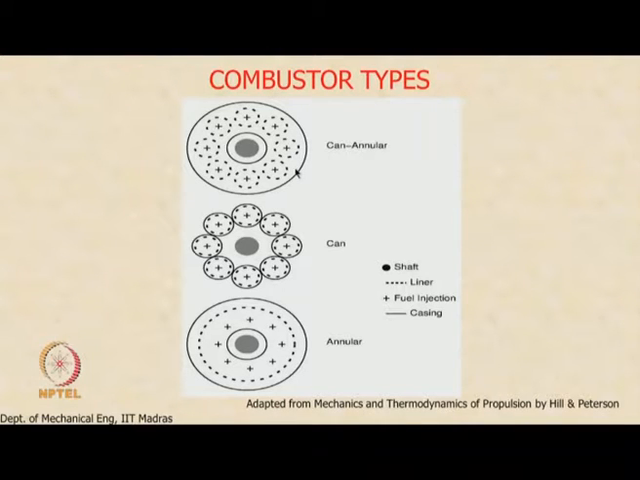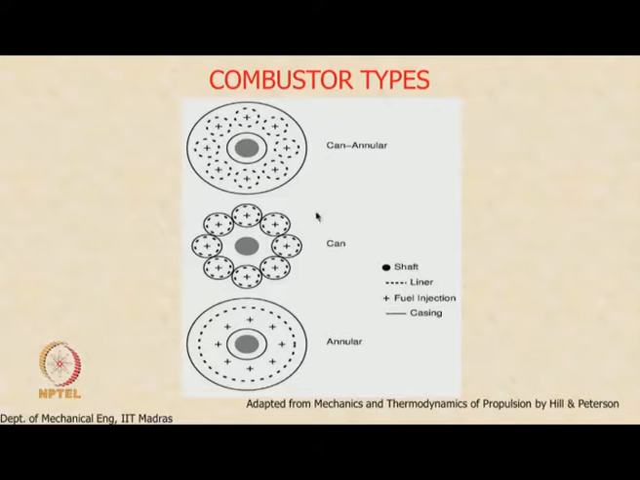Now in aircraft engines, three types of combustor designs are possible. The common elements in all three designs are as follows. Here we are looking at the combustor end on. The one in the center, the gray circle, is the shaft. So I am looking at the combustor from this end or the other end. It's an end view of the combustor.